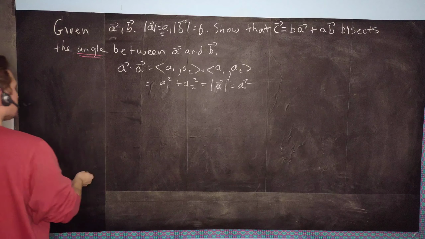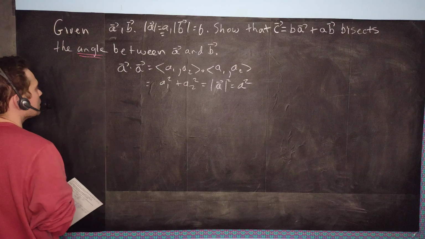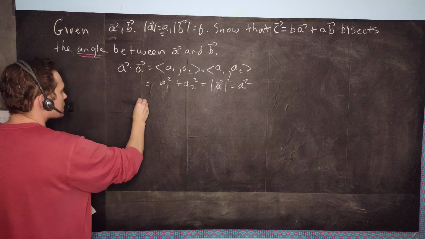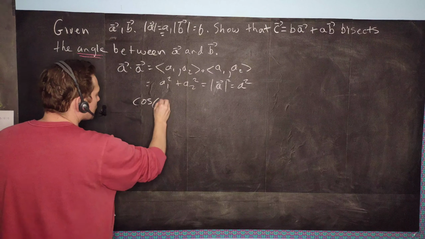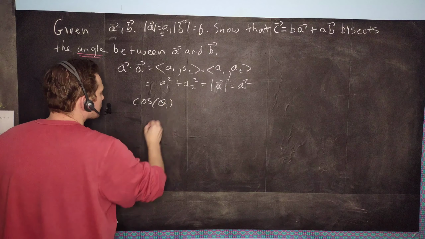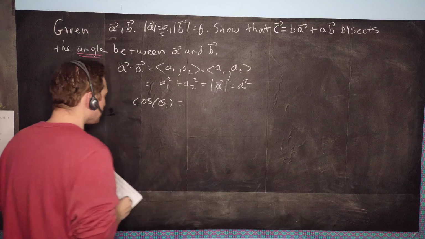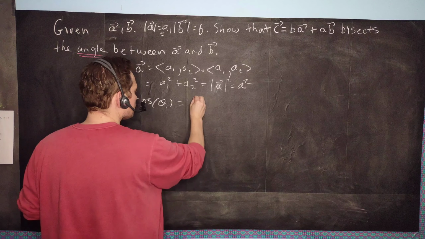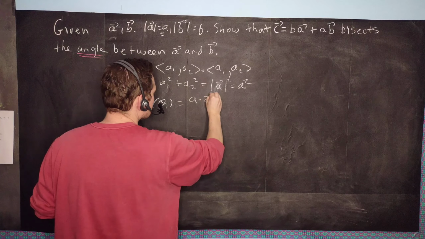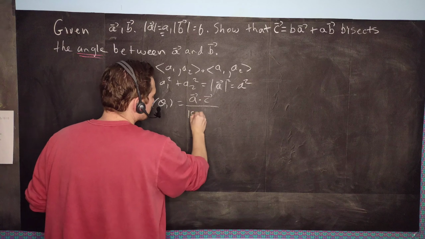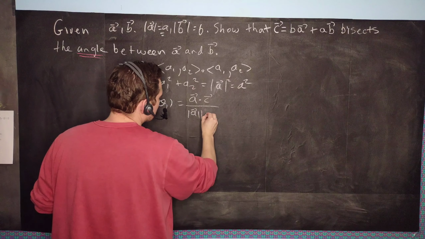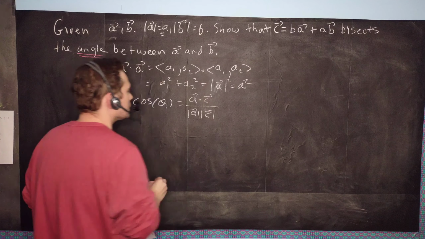So next, let's remind ourselves of cosines. The cosine of an angle, we'll call it theta 1 for now, we can define as a dotted with c, divided by the magnitude of a and the magnitude of c.